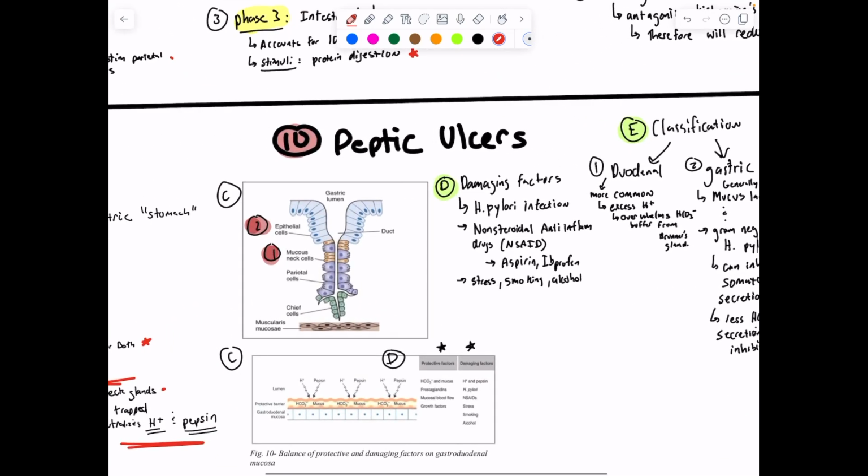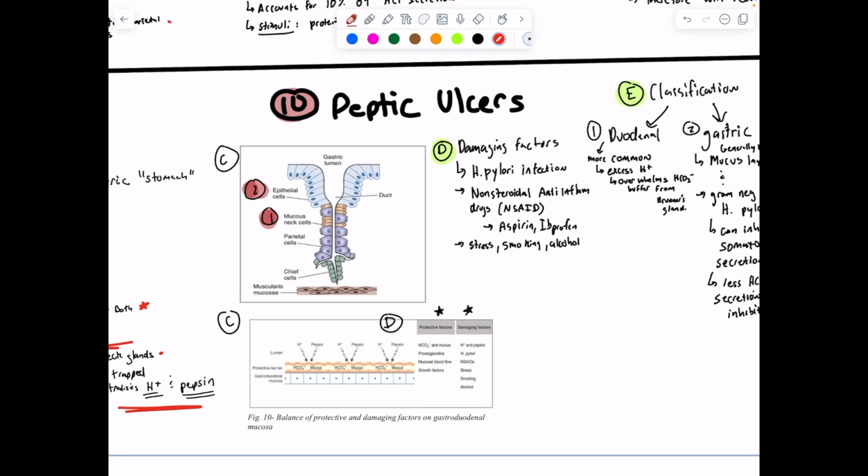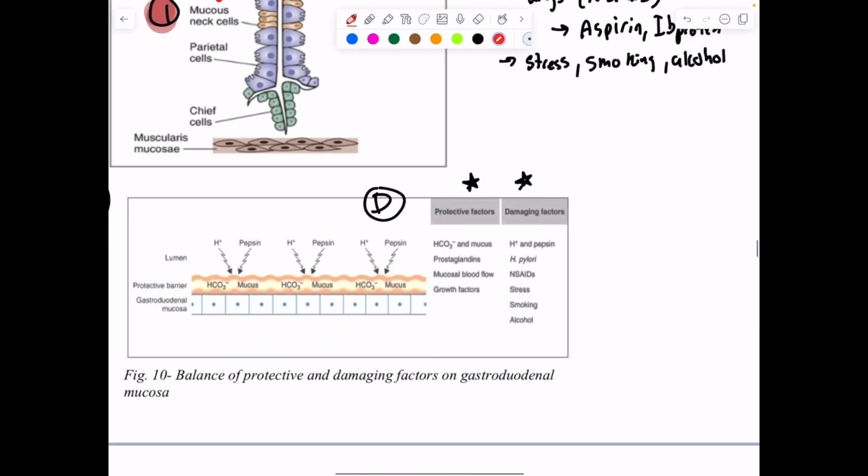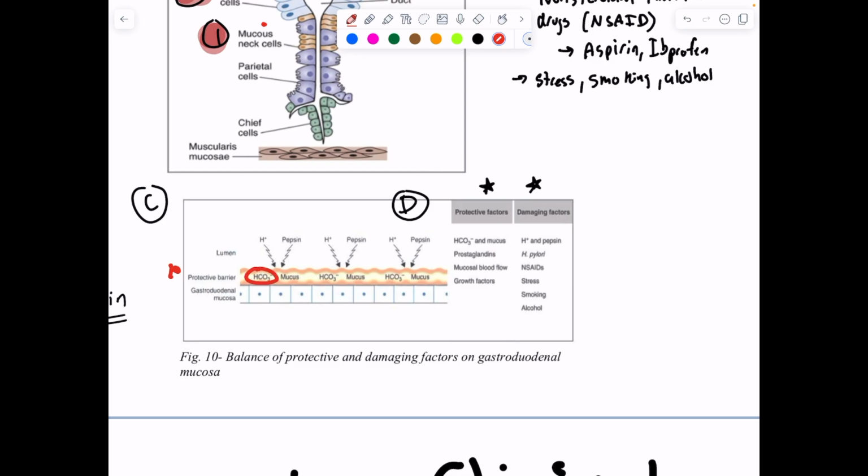Right, remember pepsin is activated by HCl from pepsinogen. Okay, so it's just a reminder of what our glands look like: epithelial cells at the top, mucus cells producing our mucus, and epithelial cells giving us our bicarbonate. And here's just an example of what this looks like. We see our mucus, we have our protective bicarbonate, which is basic, and below that we have our mucosal cells.